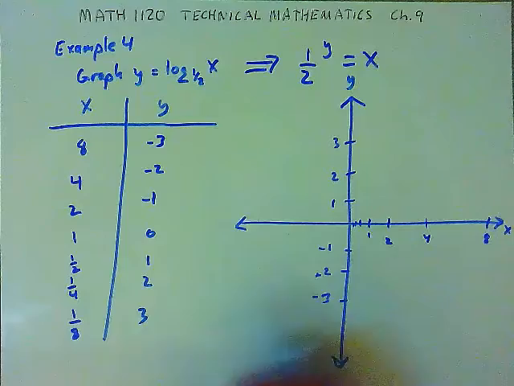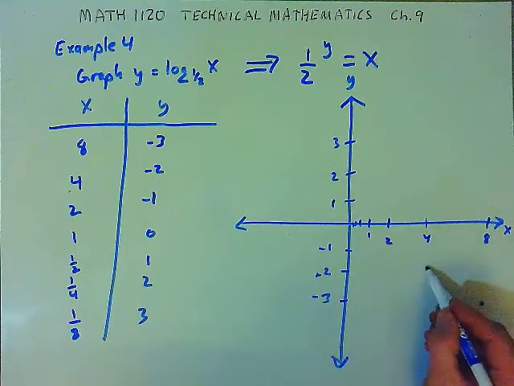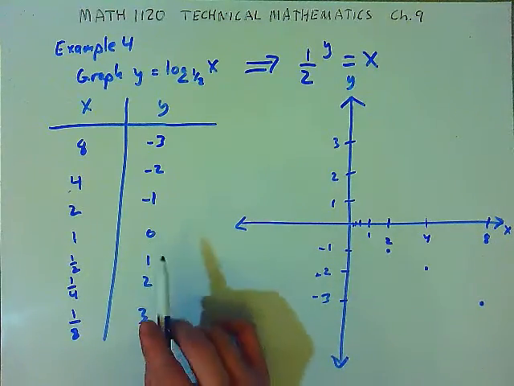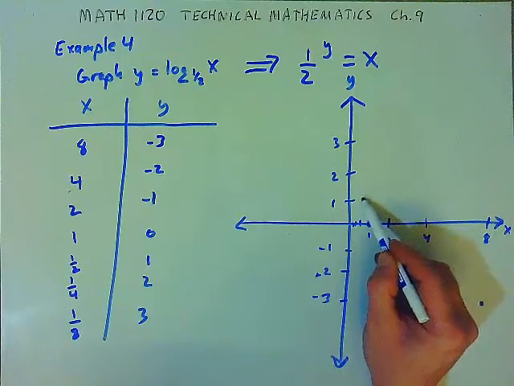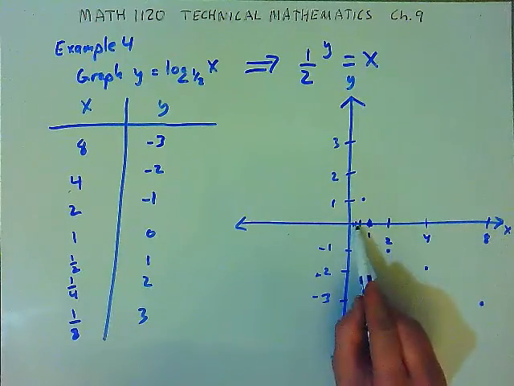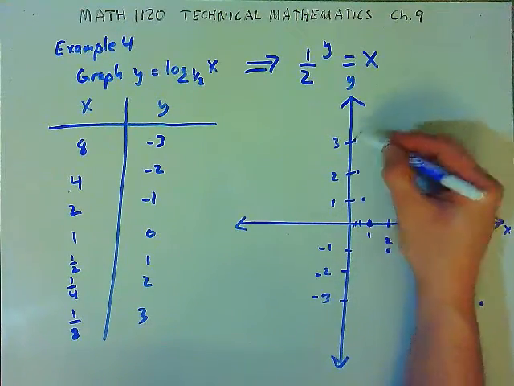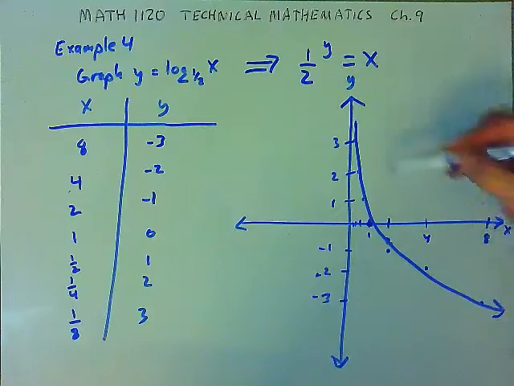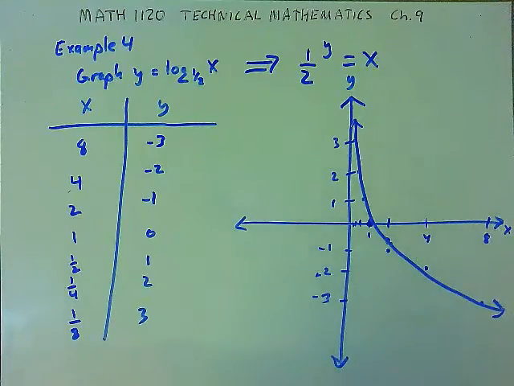Okay. And so when x was 8, y was negative 3. When x is 4, y is negative 2. When x is 2, y is negative 1. When x is 1, y is 0. When x is 1/2, y is 1. When x is 1/4, y is 2. And when x is 1/8, y is 3. So this time we get an equation that looks something like this. This will be the graph for the equation y equals log base 1/2 of x.